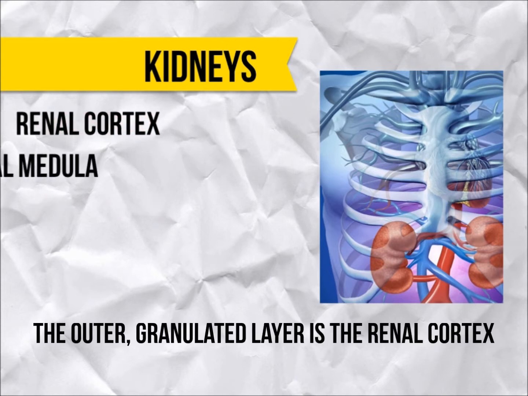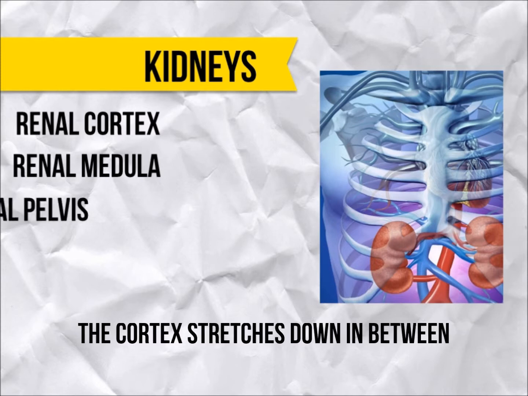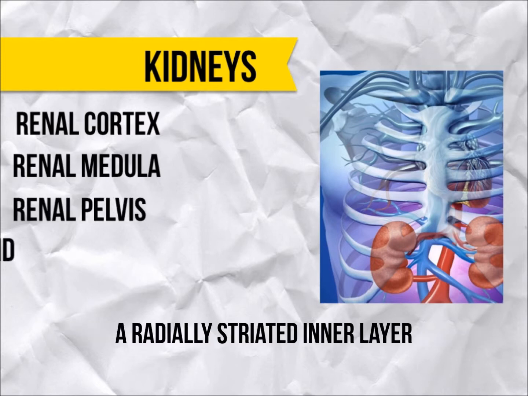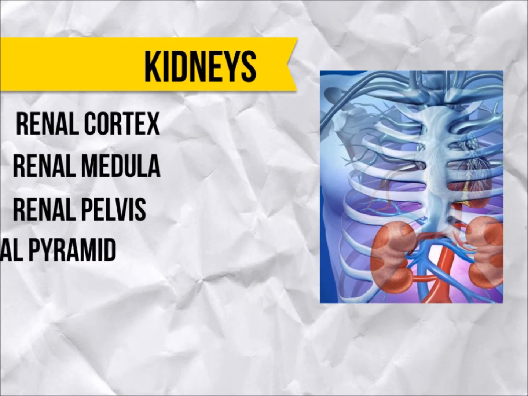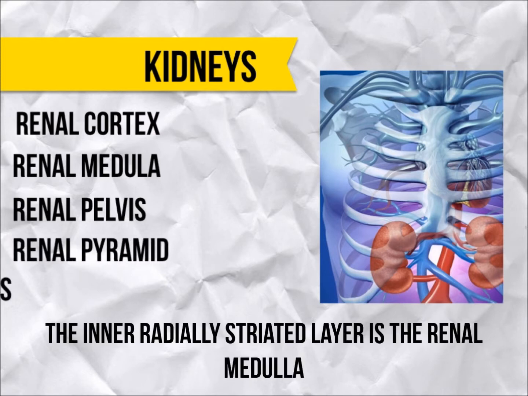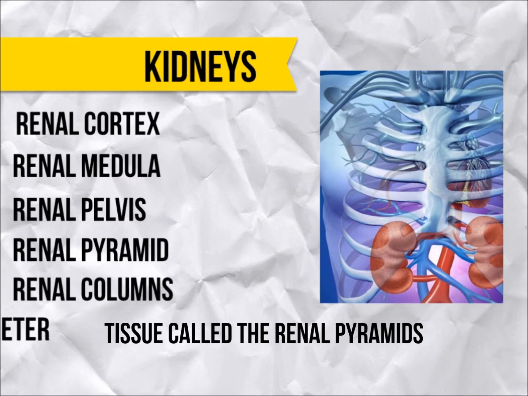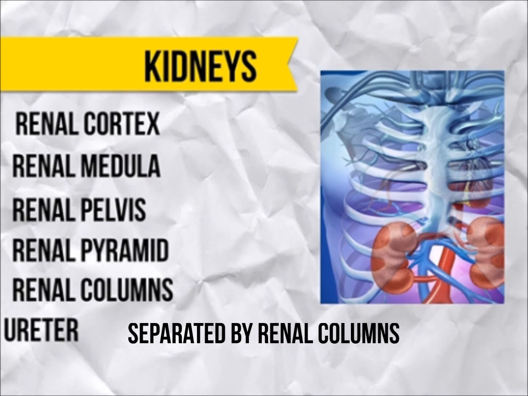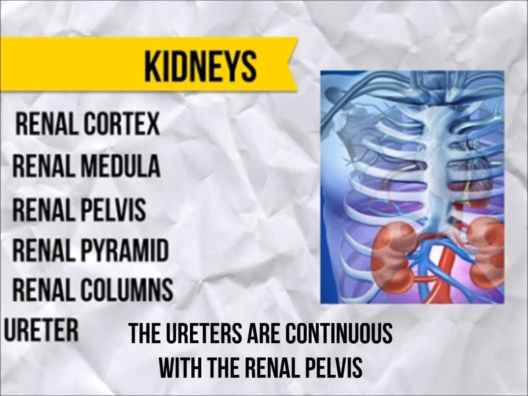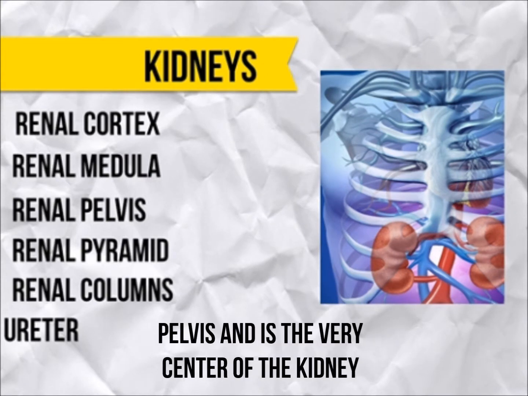There are 3 major regions of the kidney: the renal cortex, renal medulla, and the renal pelvis. The outer granulated layer is the renal cortex. The cortex stretches down in between a radially striated inner layer. The inner radially striated layer is the renal medulla. This contains pyramid-shaped tissues called the renal pyramids, separated by renal columns. The ureters are continuous with the renal pelvis, which is the very center of the kidney.